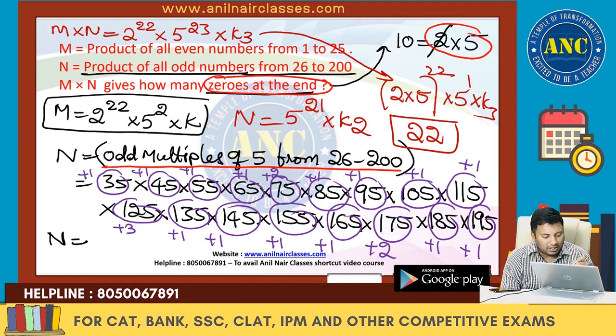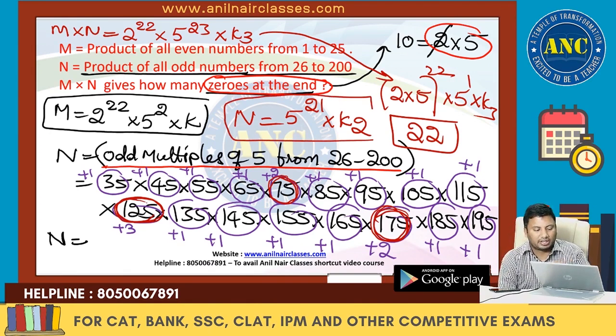Why did we write plus 2 here? It is 25 into 3. Here it is 5 cube, so it is plus 3. Here it is 25 into 7. 1, 2, 3, 5, 6, like that if I add, I get 5 power 21 into K2. A very, very good question which proves that the number of zeros at the end is the highest power of 5 only for factorial. If the question changes, it could be the highest power of 2 also.